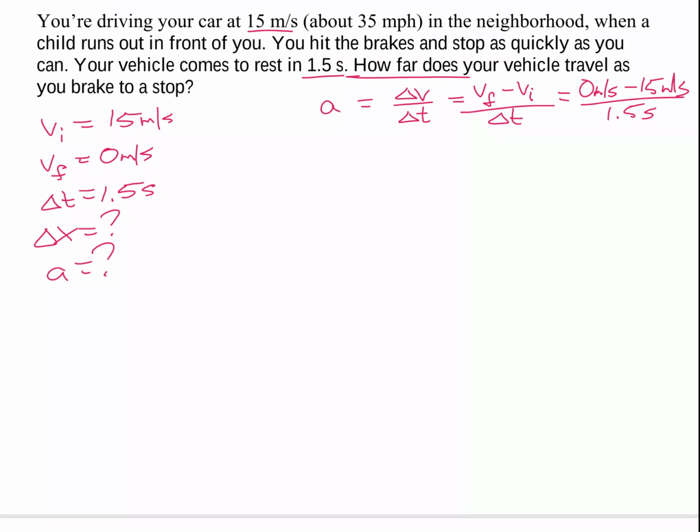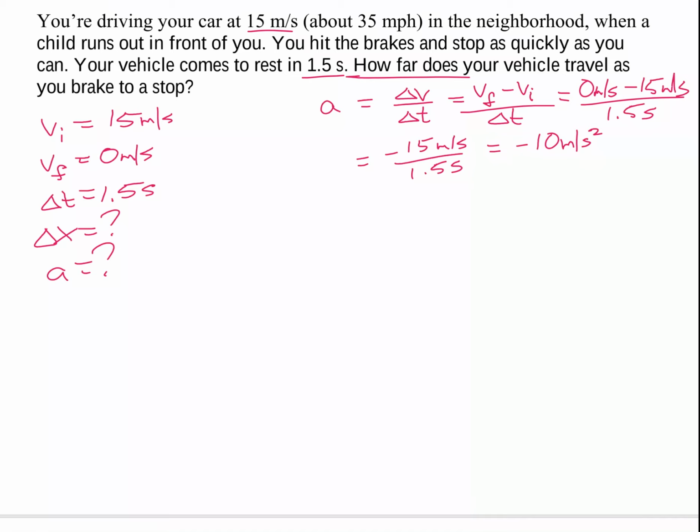And what do we get? Negative 15 meters per second over 1.5 seconds. Okay. That's just negative 10 meters per second. But it's not meters per second. It's meters per second squared. Remember, acceleration is meters per second squared. And on top, we have meters per second divided by another second. So that's going to make meters per second squared.